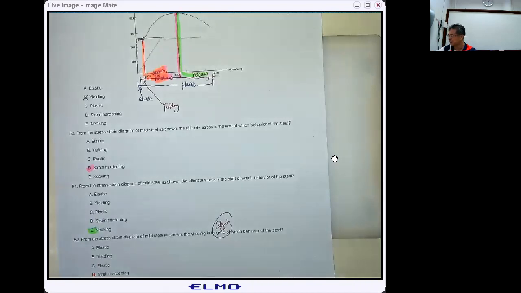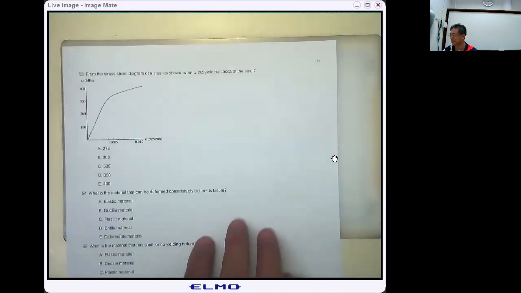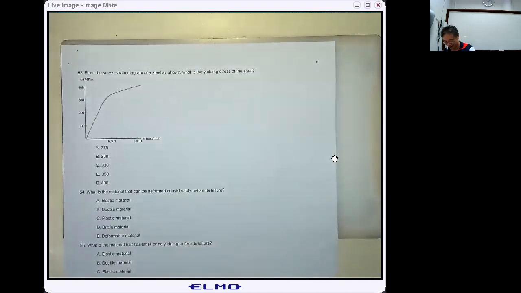And then come to the other problems. We have a lot of them. Problem 53. And again, we have 1.5 hours to work on. Now we come to problem 53. From the stress strain diagram as shown, what is the yielding stress of this steel?